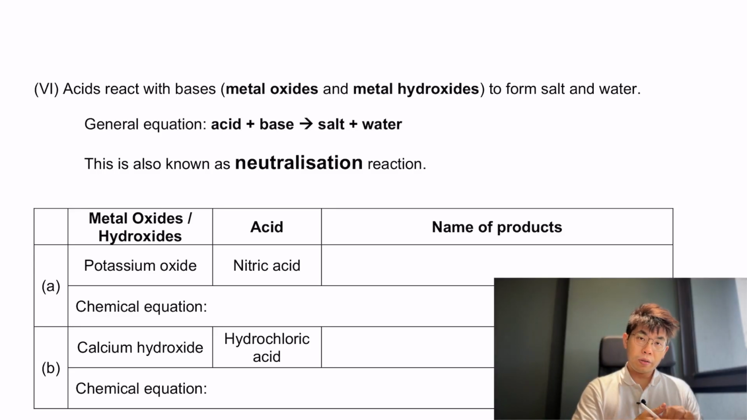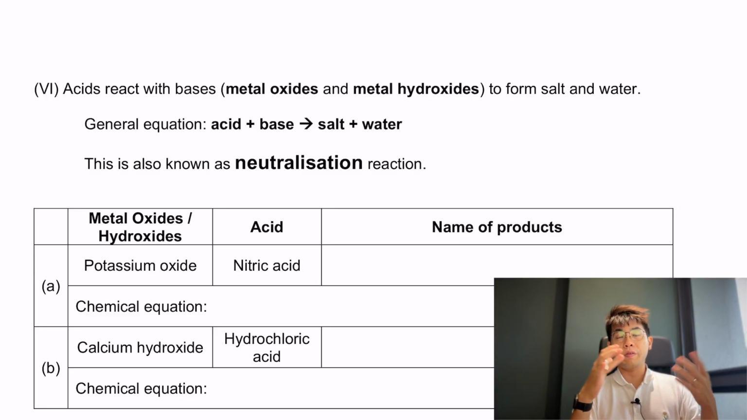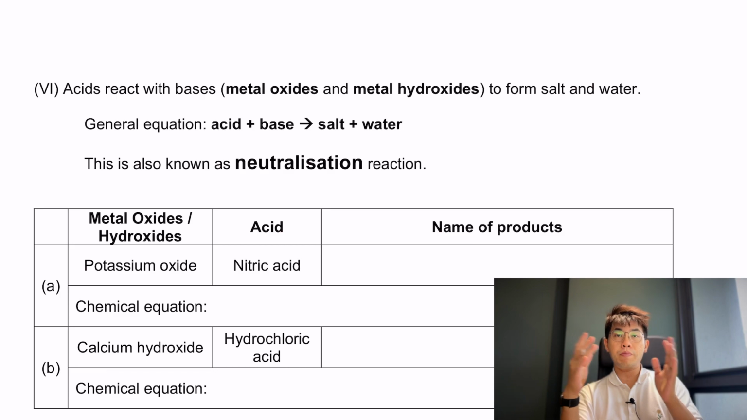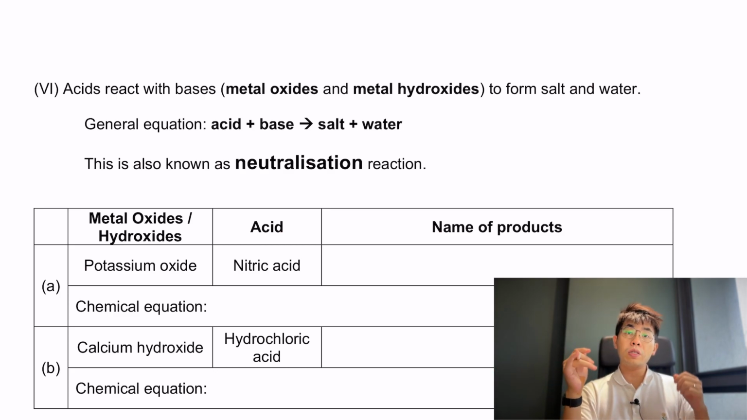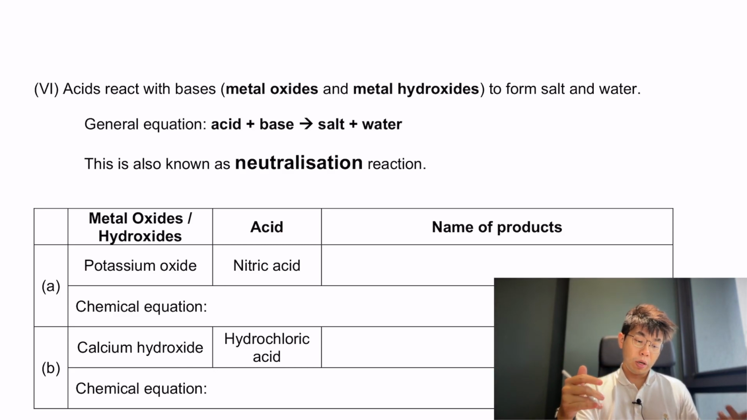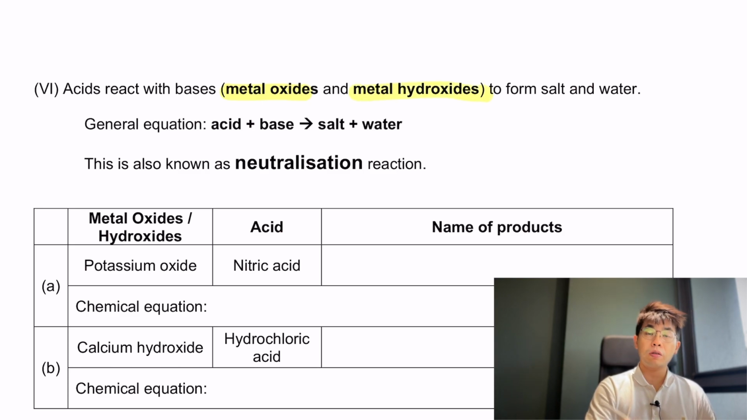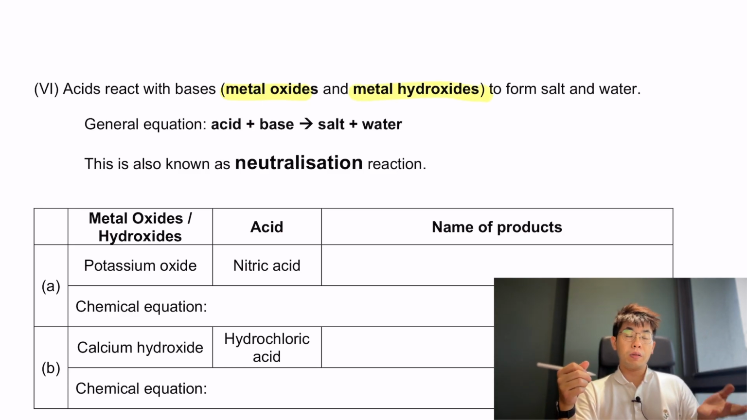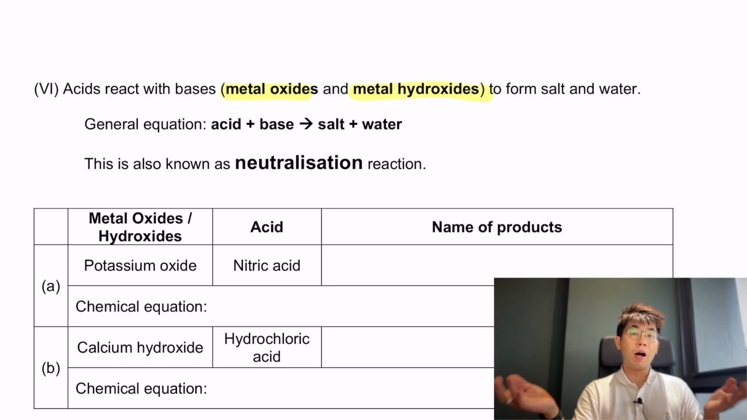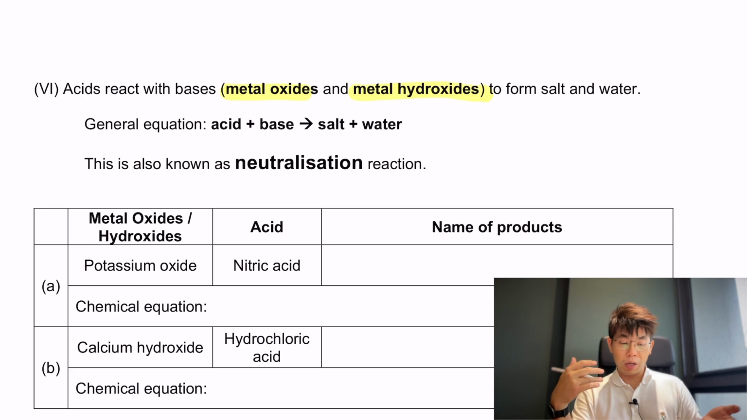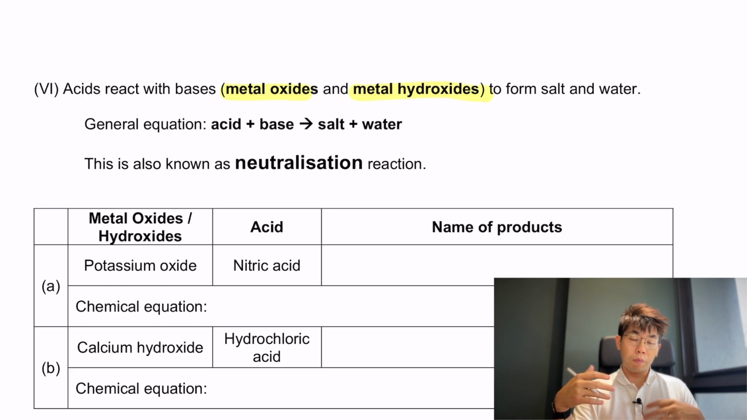Hi there! So in this video, we'll be looking at the reaction of acids and bases, also known as neutralization. So firstly, we need to know what a base is. A base is any metal oxide or metal hydroxide. So what does that mean? Metal is like sodium, so sodium oxide or sodium hydroxide. These two are bases. Or copper: copper oxide, copper hydroxide.